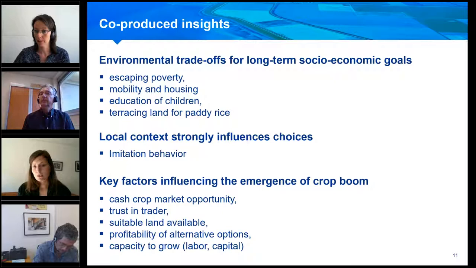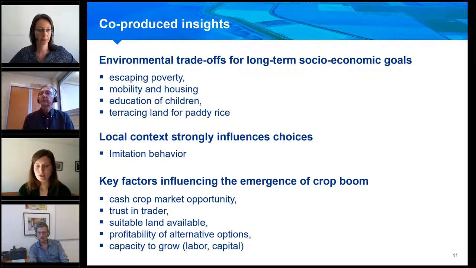Then another interesting observation we made is that there's probably imitation behavior that is taking place. So people rather look to others on how they make a decision in order to form their decision. So there's a very strong social component, immediate context to the decision that they actually take. And also the key factors that I showed you earlier, that are changing over time, are very likely leading decision makers to engage in a maize boom.